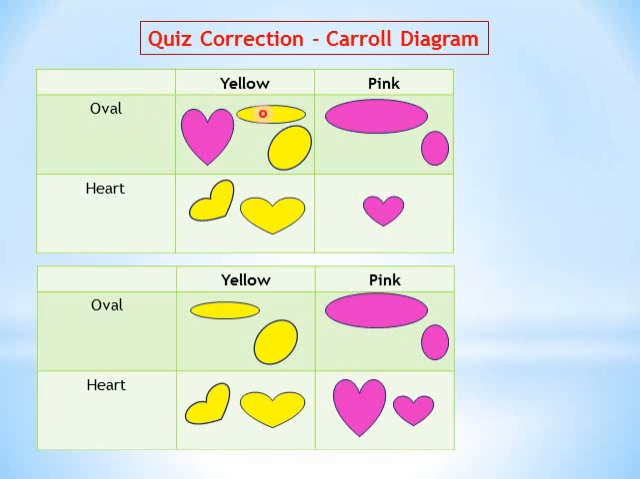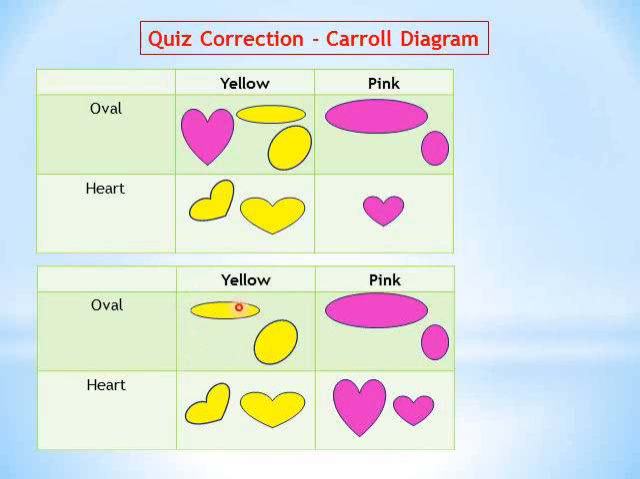Here I have a yellow oval, it's okay, it's in the right place. Here another yellow oval, it's in the right place, but this shape is in the wrong place. Why? Because it's a pink heart, and this box is not for pink hearts, it's for yellow ovals. So this Carroll diagram is wrong. What about this one? Let's check.